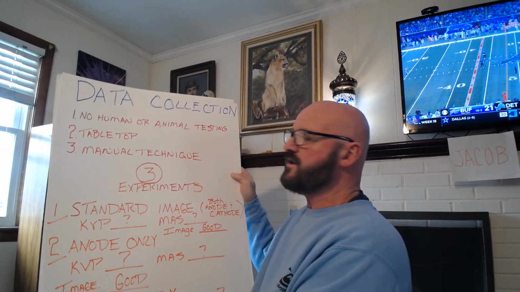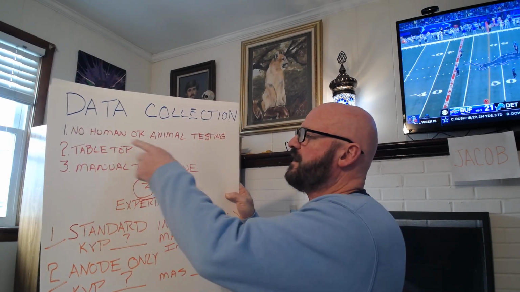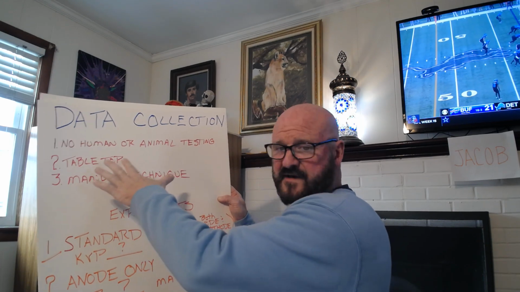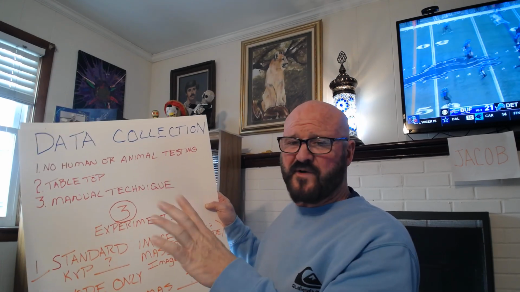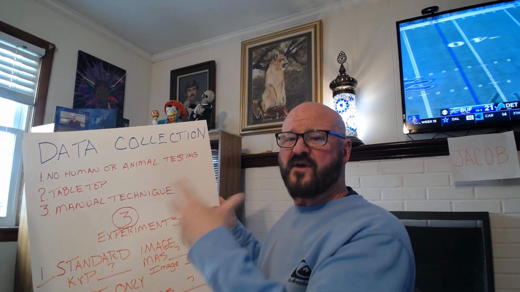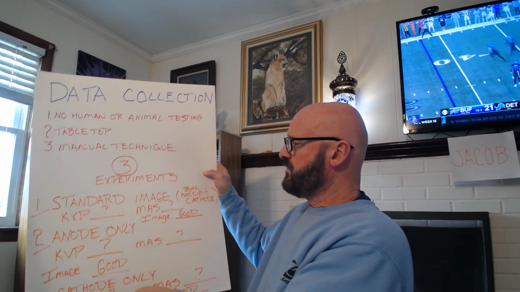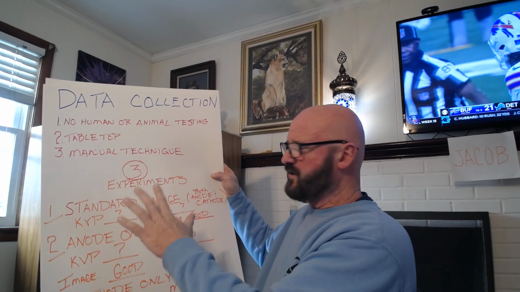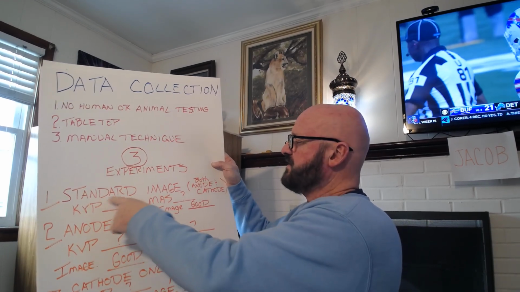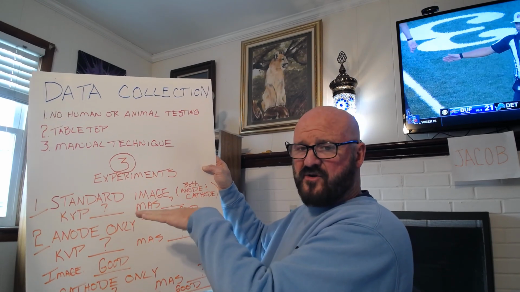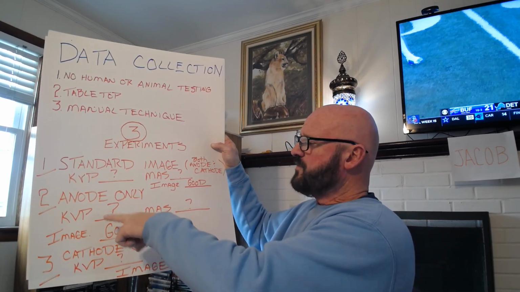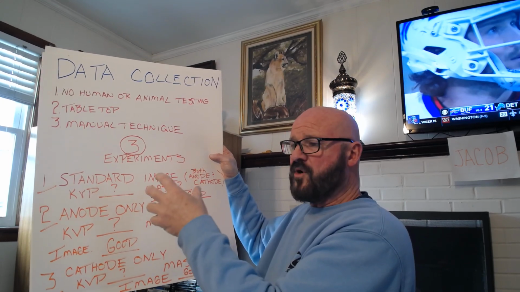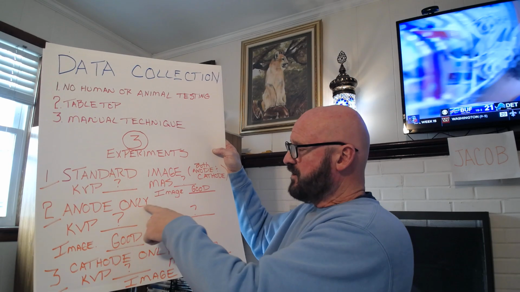So here is what I'm hoping to get: data collection, and in this data collection, no human or animal testing. It would all be tabletop, because obviously we don't want any AEC or presets involved, so manual techniques. And the three standard, the three experiments, it's one experiment with 3 exposures, is that we have a standard image crossing both anode and cathode side. Then we would move the same body part or phantom into the anode side of the beam.